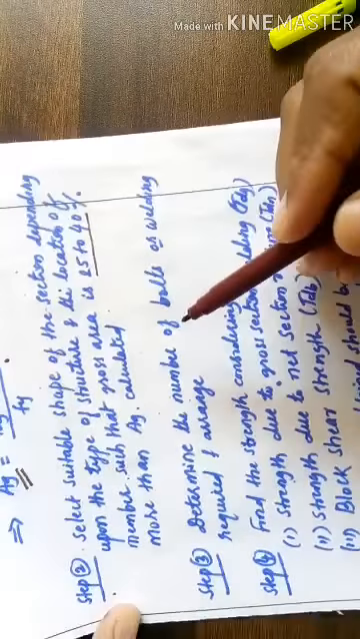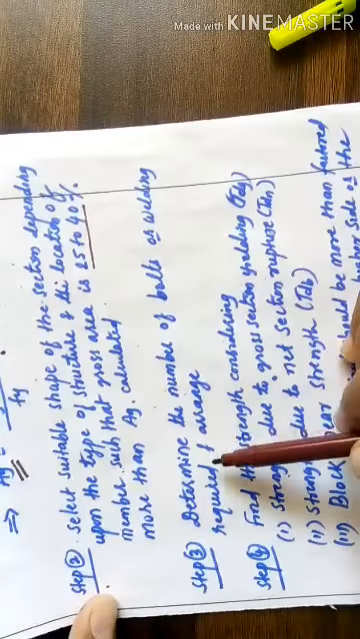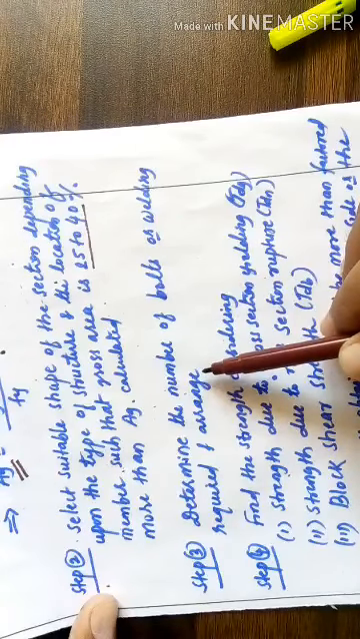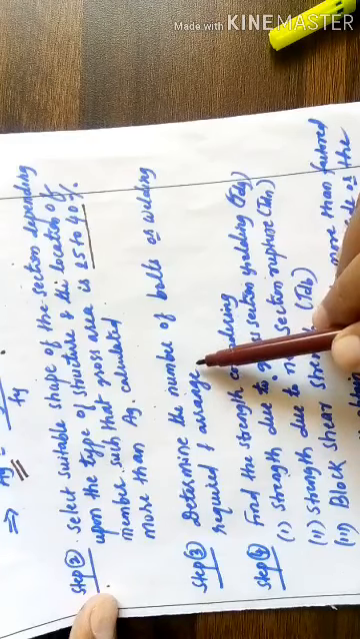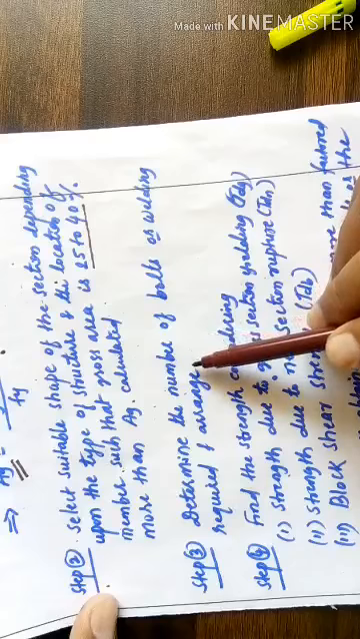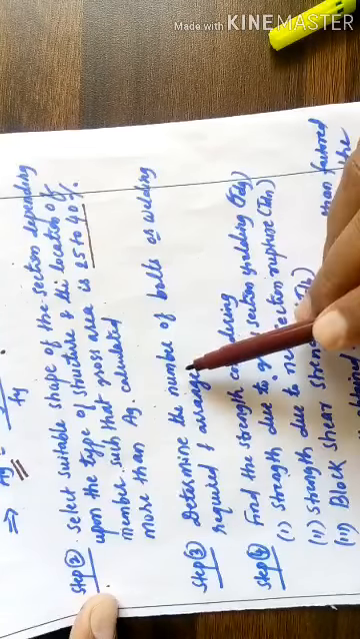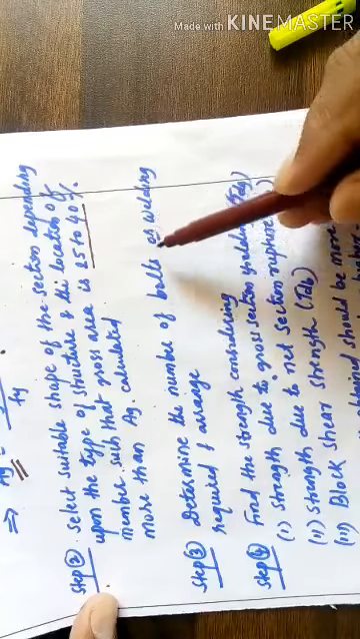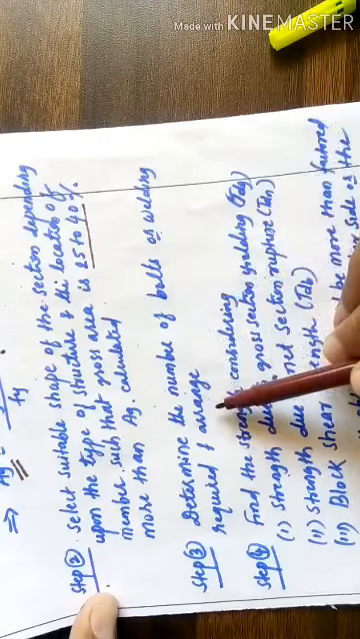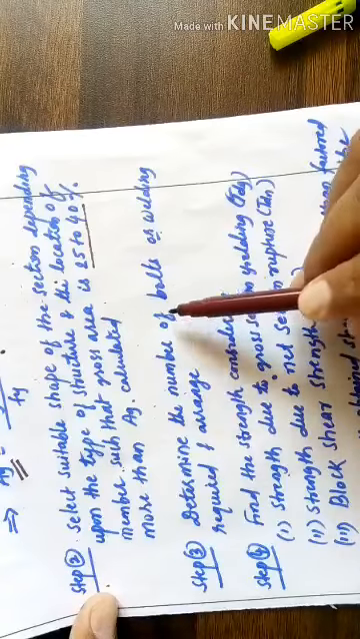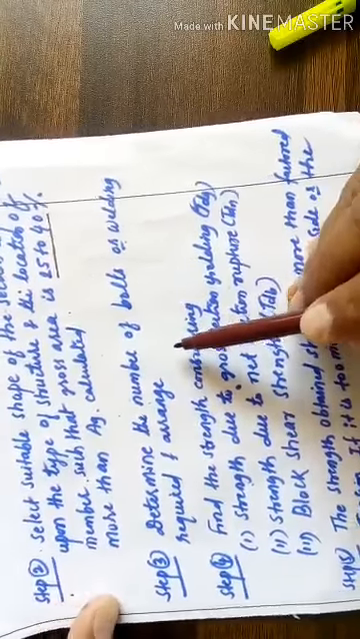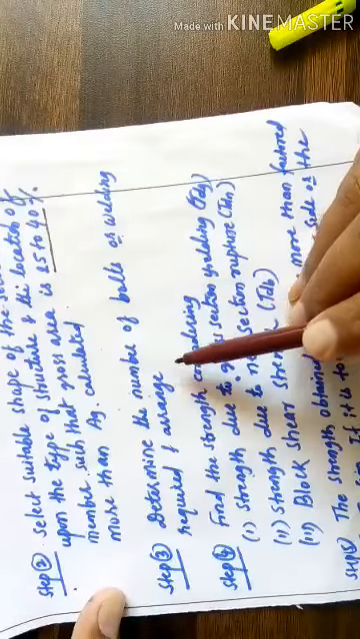Then once you select the section, determine the number of bolts or welding required. If it is a bolted connection, calculate the number of bolts required. To calculate the number of bolts, we first need to calculate the bolt value. After calculating the bolt value, the load will be known. Then load divided by bolt value gives you the number of bolts, or you calculate the length of the weld. After calculating the number of bolts, we have to arrange them in a chain pattern or a diamond pattern. After arrangement we need to check.